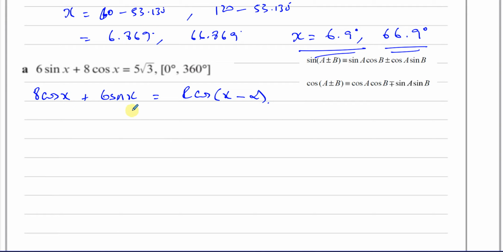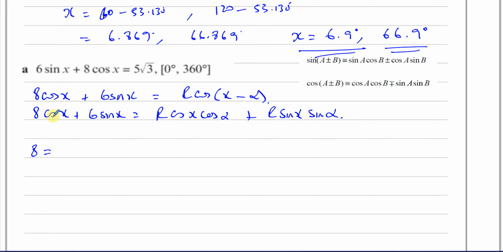So in this case, I'm going to rewrite this 8 cosine x plus 6 sine x. And I'm going to expand this. You have r cosine x cosine alpha plus, because if there's a minus here, you get a plus, and then r sine x sine alpha. And again, comparing the coefficients. So here you have 8 equals r cosine alpha. And on this side, you have 6 equals, the coefficient of sine x, r sine alpha.